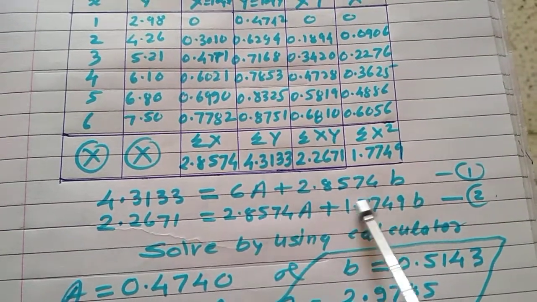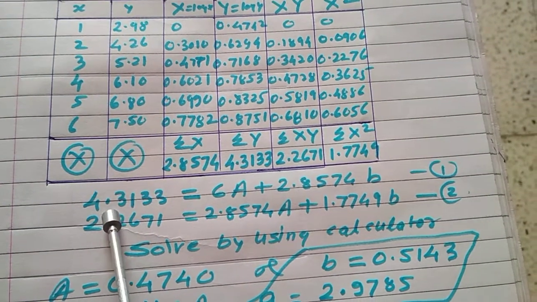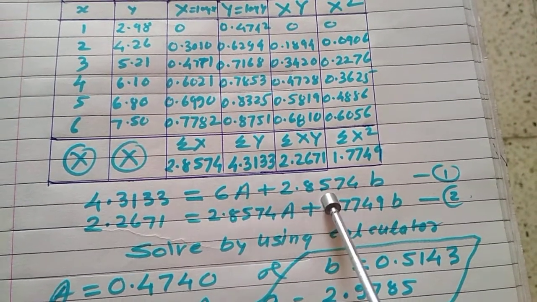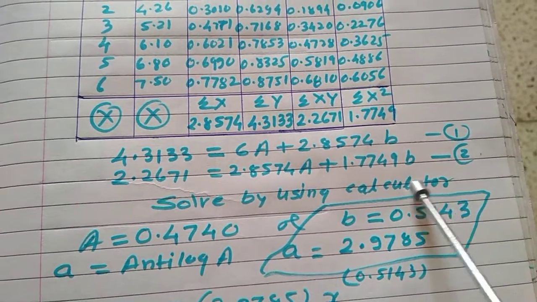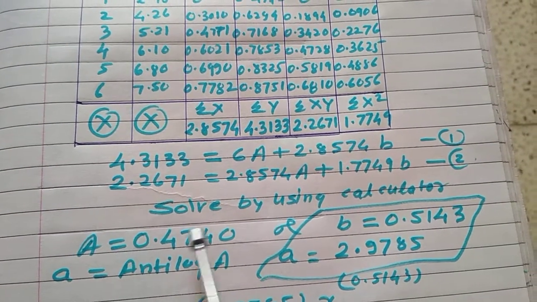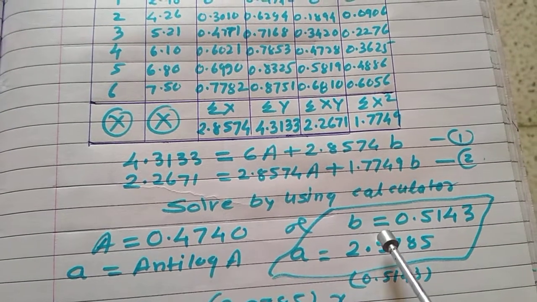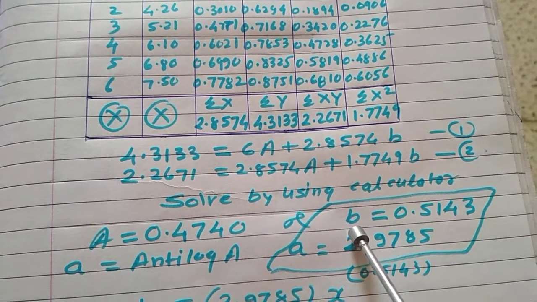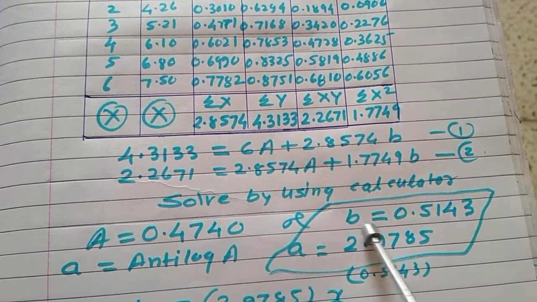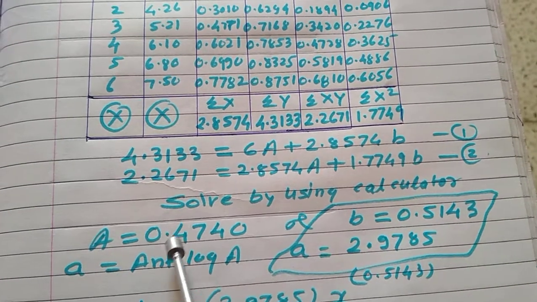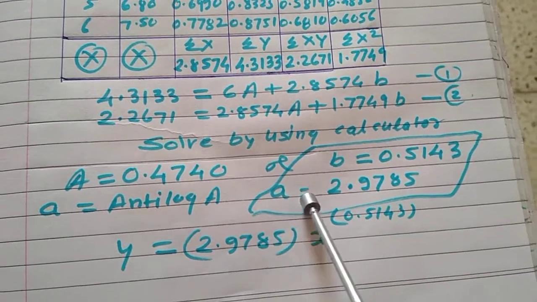So when I put them in equation number 1 and 2, you will get two equations. This is the value of summation of Y, this is NA, this is summation of capital X. After solving by calculator, you will get two values. The first value is capital A and second value is original small b. Here you don't want to take anti-log of b because this is your original value of small b. Only take anti-log of capital A, and when I take anti-log of capital A, you will get the small a value.